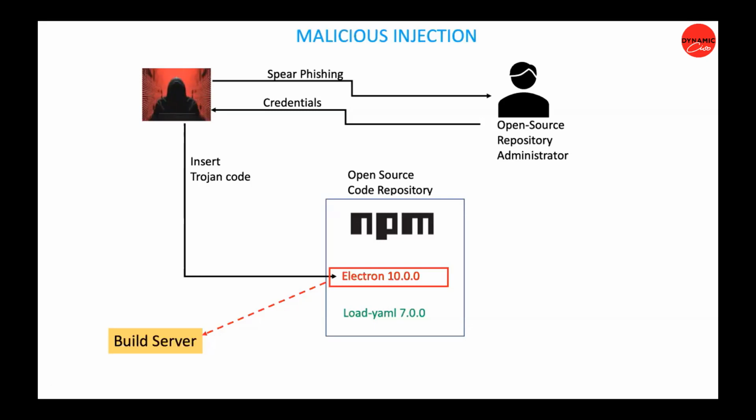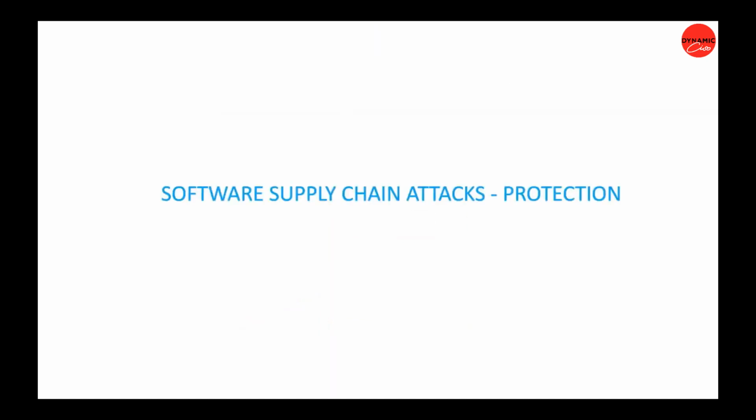So these are the 3 next generation software supply chain attacks that have moved it to the 650% that we're talking about, right? So now how do you protect this, right? Let's come down to protection.